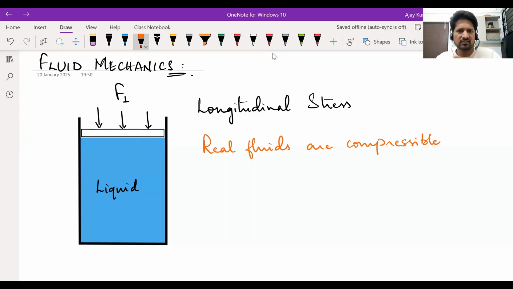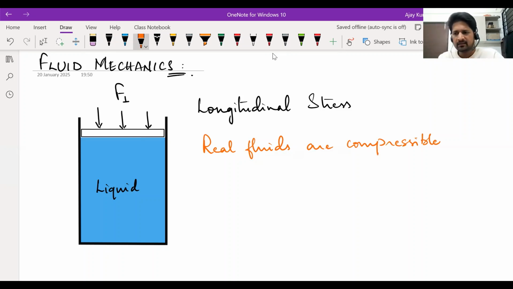At the molecular level, what is the difference between gases, liquids, and solids? The space between the molecules. In solids, the space is very little. The molecules are tightly packed. In liquids and gases, there is more space between the molecules, right? If there's more free space between the molecules, definitely they are more compressible than solids. So if a solid itself can be compressed, liquids and gases can definitely be compressed.